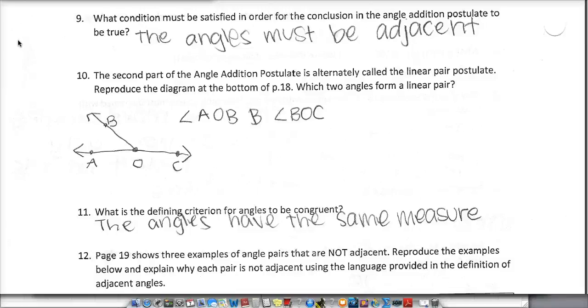Number 10, again, this is the first time we had introduced linear pairs, and it would have been easily glossed over if students were just doing silent reading, but I wanted to make sure they were actually reading deeply, as I said before, and this student was able to identify the linear pair in the diagram.